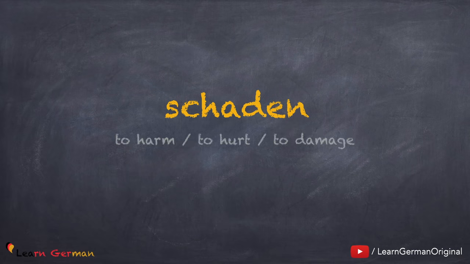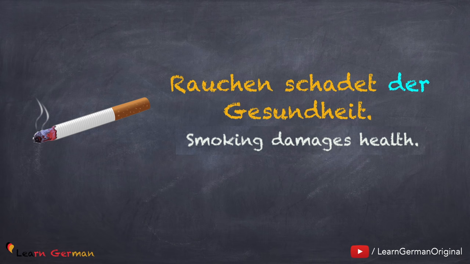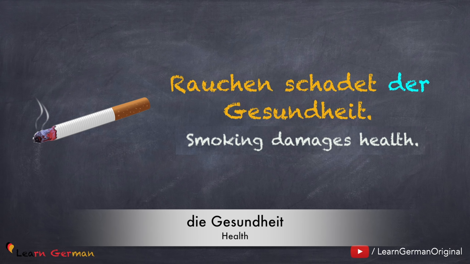Coming to the next verb, schaden. Let's see how to use it. Rauchen schadet der Gesundheit. The article for Gesundheit is die and it changes to der because it is the dative object in the sentence. The nominative subject is rauchen.